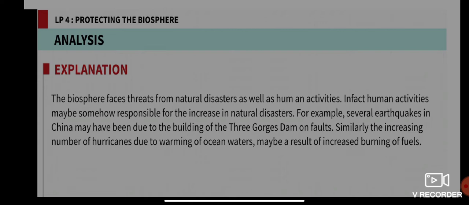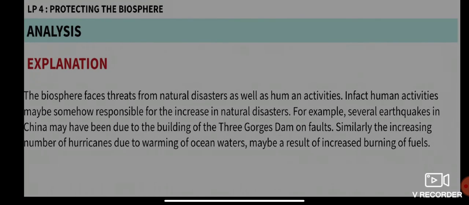For example, several earthquakes in China may have been due to the building of the Three Gorges Dam on faults. Similarly, the increasing number of hurricanes due to warming of ocean water may be a result of increased burning of fuels. So those are human activities which lead to threats or cause natural disasters.